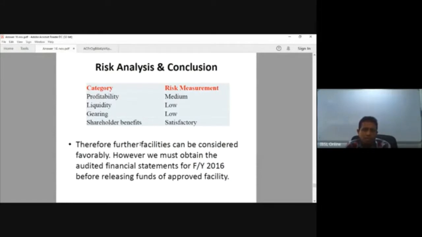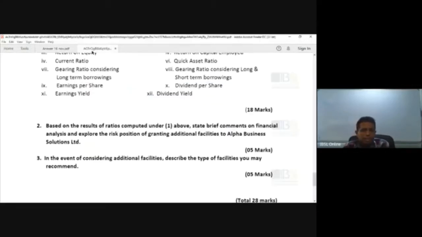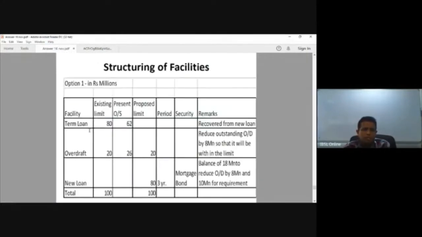However, we must obtain the audited financial statements for the year 2016 before releasing the funds to approve the facility, because these are based on draft accounts, not the audited financial statements. Right. The options are under the third question: in the event of considering additional facilities, describe the type of facilities you may recommend. Go to question number 3.